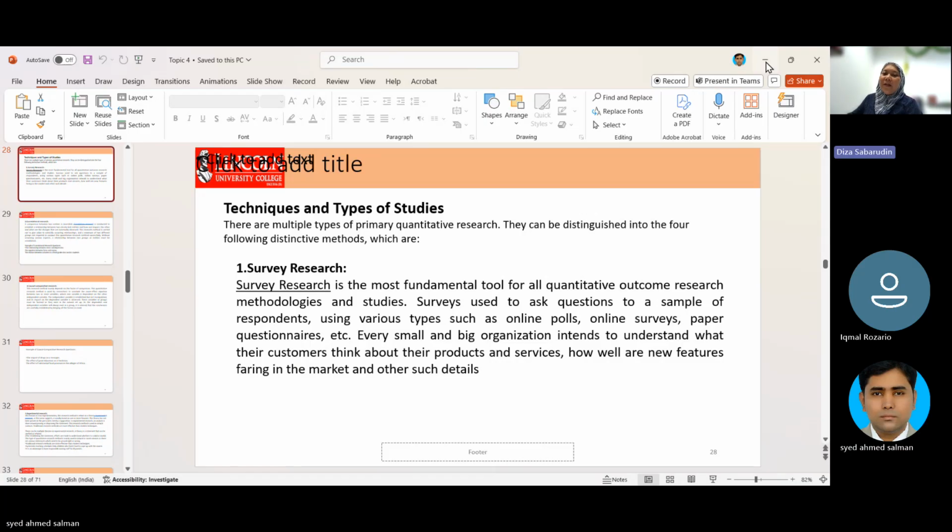Okay. So just now you asked the importance of quantitative study in the contemporary era, right? So my answer is, in today's data-driven world, quantitative research plays a vital role in helping individuals, organizations, and governments make informed decisions.